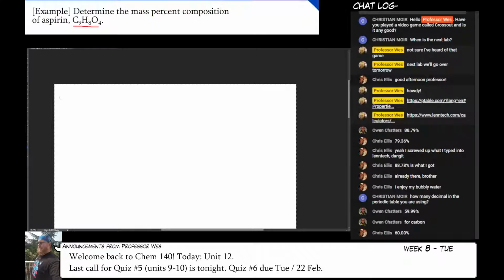So the mass percentage of carbon would be the mass of carbon divided by the mass of aspirin, which is C9H8O4, times 100%.